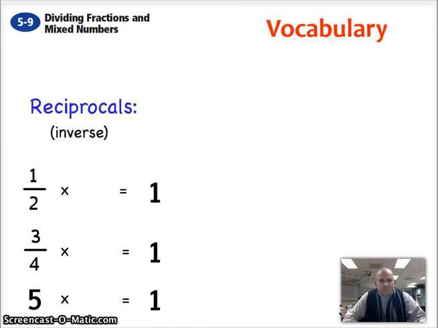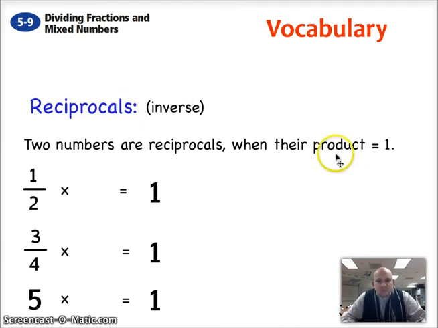There is one vocabulary word that we need to be aware of, and that is the word reciprocals. Reciprocals. Now, what exactly is reciprocals? Two numbers are reciprocals when their product is 1. Sometimes we refer to this as the inverse of a number.